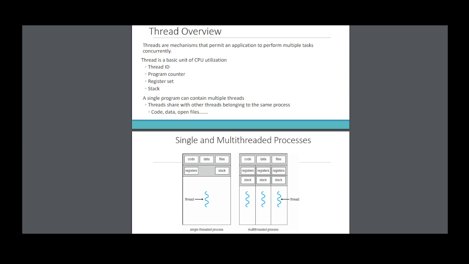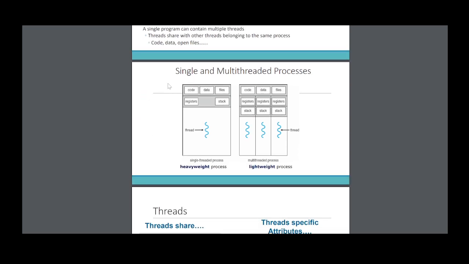So yeah, a thread is a basic unit of CPU utilization, and they have these components: thread ID, program counter, register set, and stack. The difference between a single and multi-threaded process is that a single thread requires the code, data, files, register, and stack for each thread, for one thread.